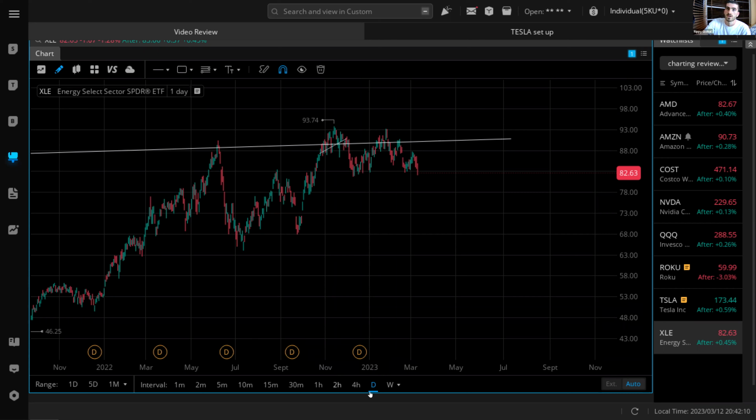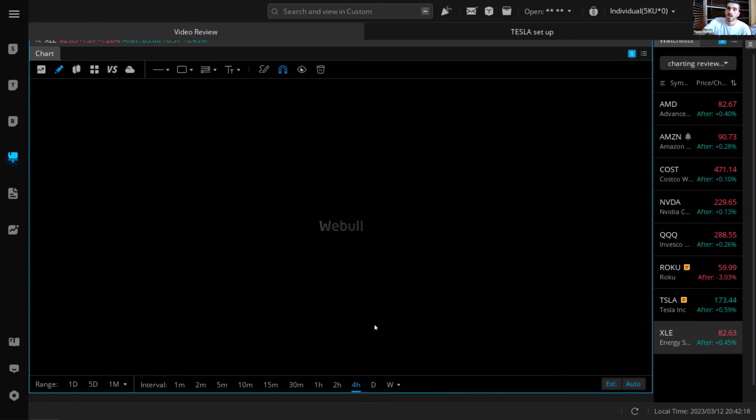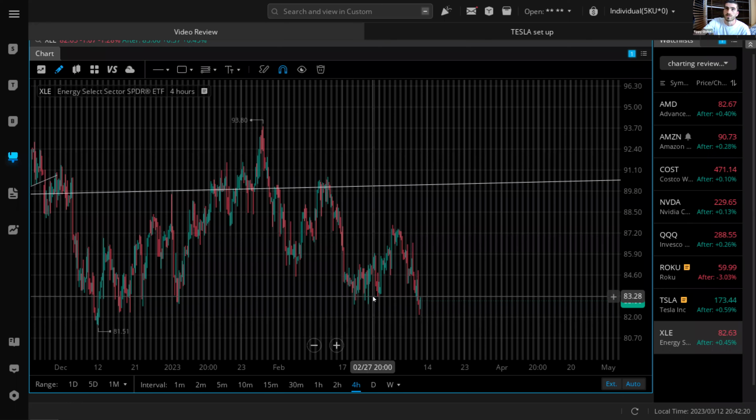For an energy stock like ExxonMobil, I'll use XLE to find that correlation, that pattern, that mirrored image of, okay, XLE is green on the day. ExxonMobil was trying to find that push, trying to find that buying pressure. Maybe ExxonMobil will catch back up with the sector and stay green on the day.